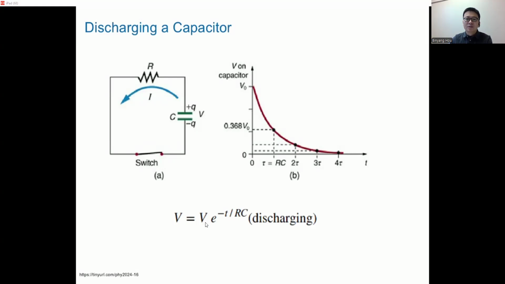Voltage equals V sub 0, which is equal to epsilon, if it's fully charged. Then it will die out exponentially. Again, after about 4 times the time constant, it's pretty much used up.